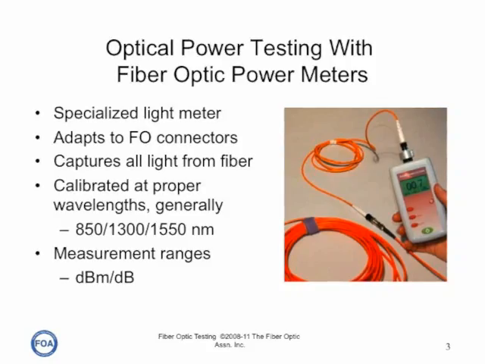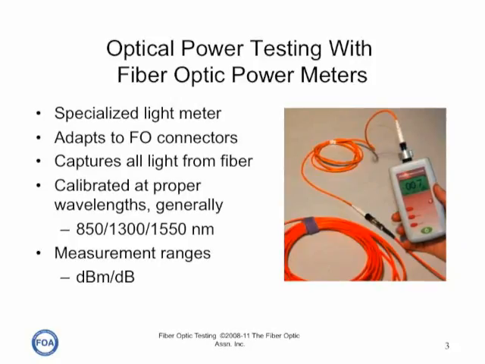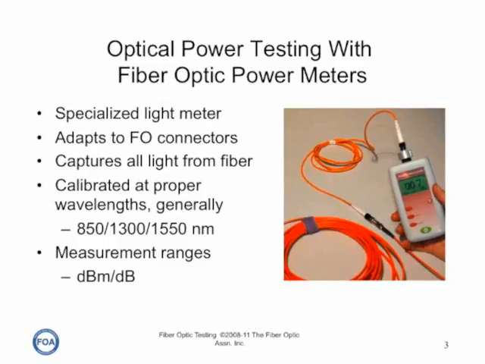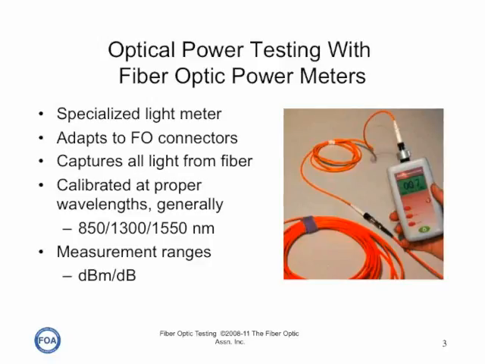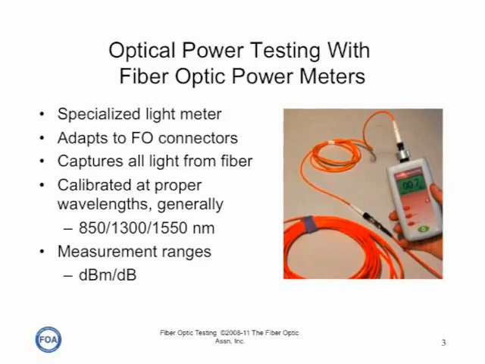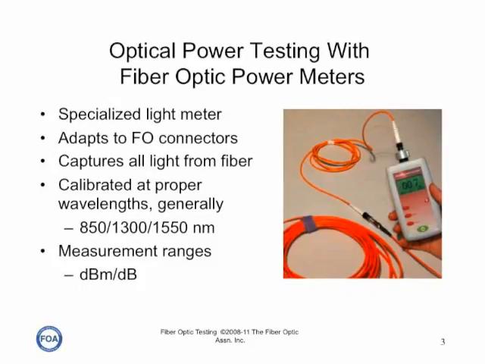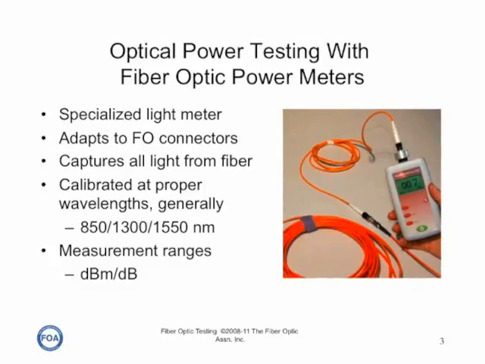To measure optical power, we use an instrument called a fiber optic power meter. It's basically a specialized light meter with adaptation for fiber optic connectors. It's designed to capture all the light coming out of the fiber, measure it, and calibrate the power at the typical wavelengths we use in fiber optics, 850, 1300, and 1550 nanometers. Most power meters measure in both dBm and dB, and we'll explain what that means shortly.